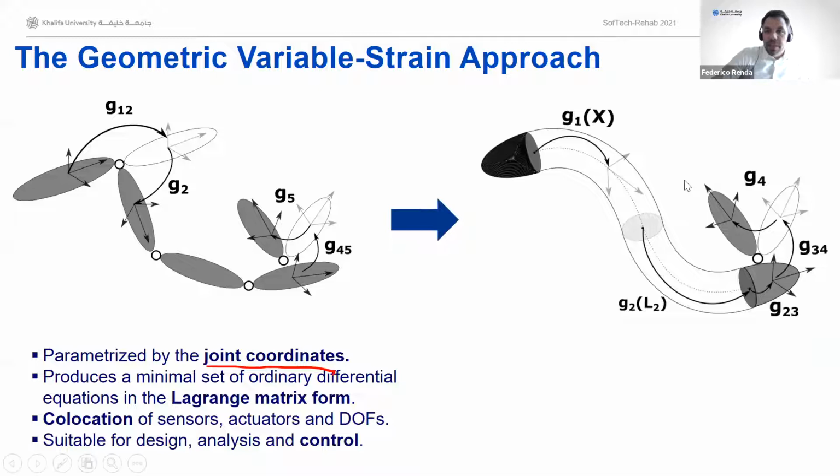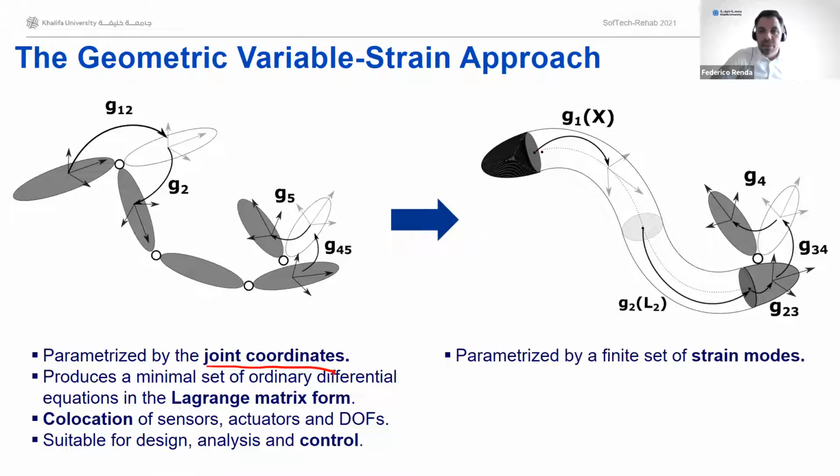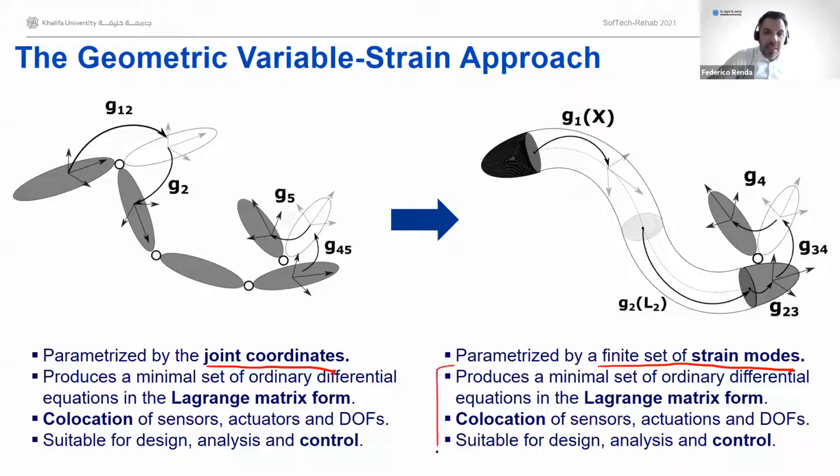The geometric variable strain approach aims to generalize this approach to the case of soft-rigid hybrid systems. The main idea is to see a soft link as a distributed joint and to parameterize this distributed joint with a finite set of strain modes. Once doing that, and after applying many principles of mechanics, we can obtain a model that indeed inherits all of these nice properties from the rigid body case.